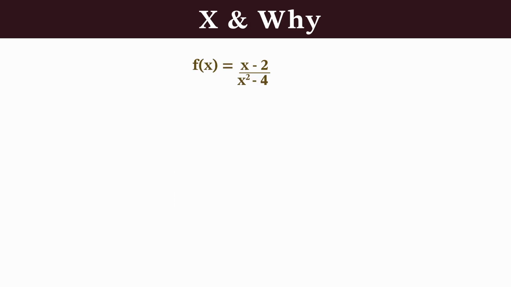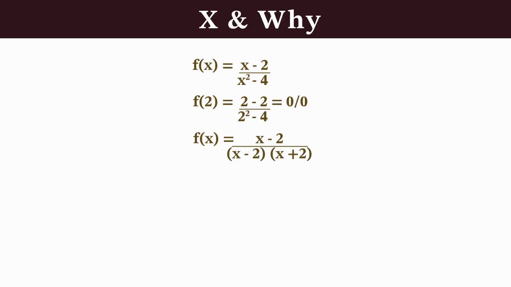Factoring or simplifying can sometimes remove discontinuities. Consider the function x minus 2 over x squared minus 4. When plugging in 2, the function evaluates to 0 over 0. This indicates a discontinuity. However, if you factor the term in the denominator, the common factor x minus 2 cancels out. When plugging in 2, the function now evaluates to 1/4.